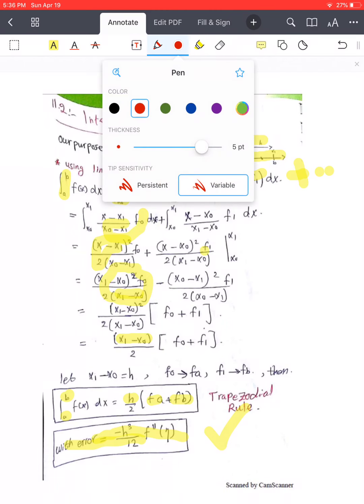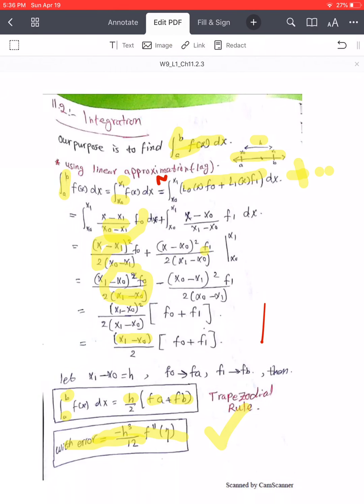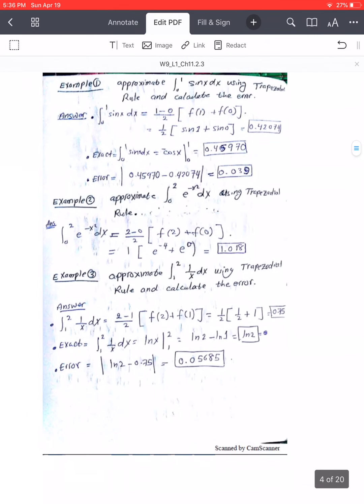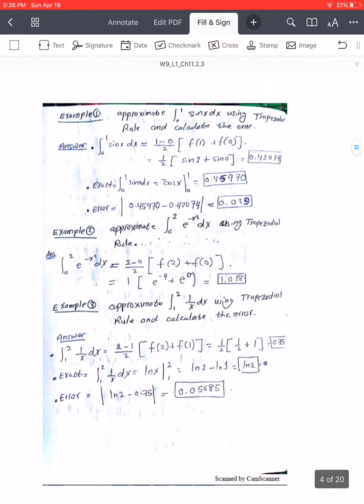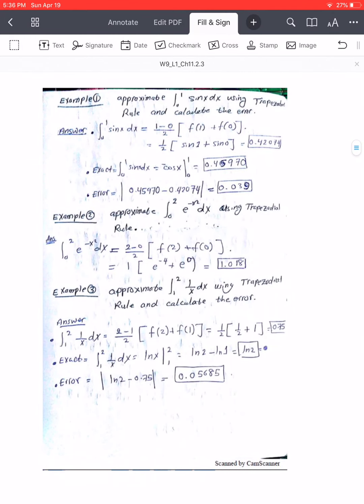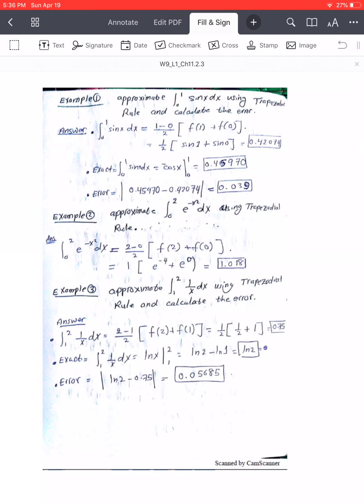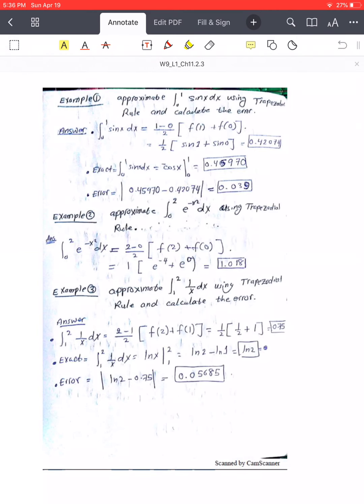Now if we continue to the next page, how to continue to the next page. All right. Now, we are trying to fix it.